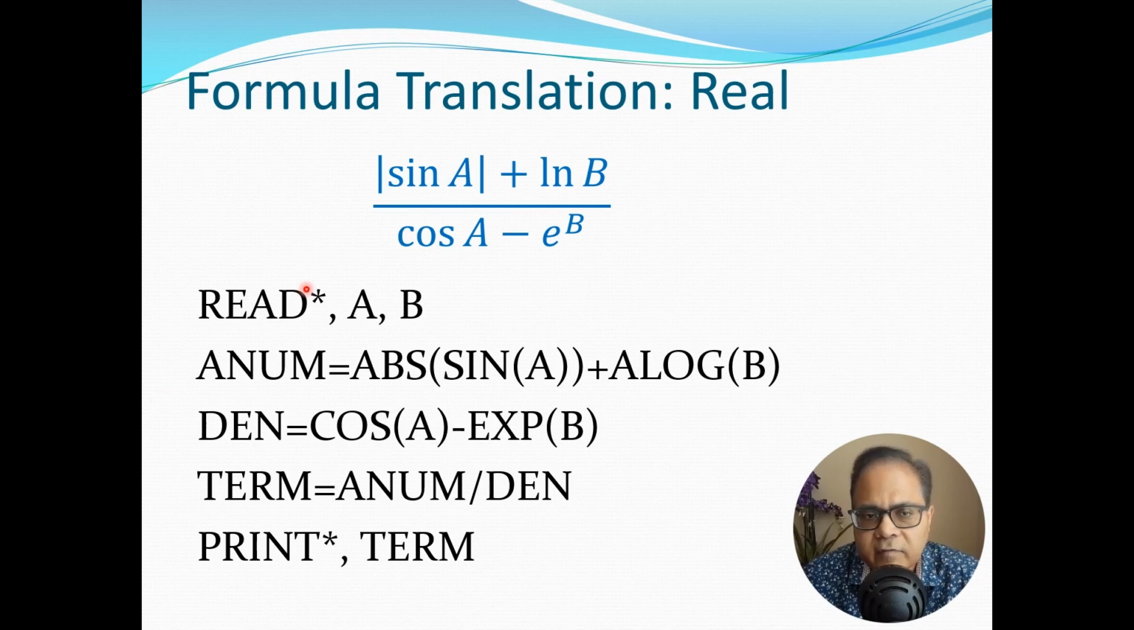And I have divided this into two parts, a numerator part and a denominator part. So the numerator part is simply abs(sin(A)) plus alog(B). Remember, alog is the natural log, alog10 is the log 10. And then the denominator is cos(A) minus e to the power B. And I get term as num by den. Again, remember that I named this anum just to make sure that these are all real numbers here. So if you are not starting with i, j, k, l, m, n, then you are implicitly assumed to be real in Fortran.